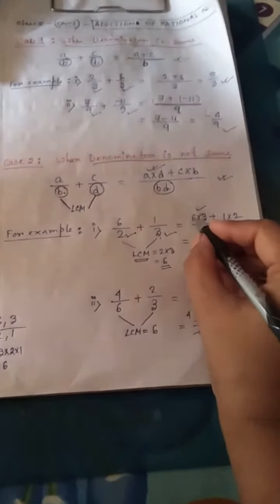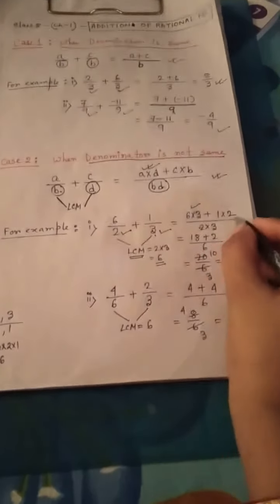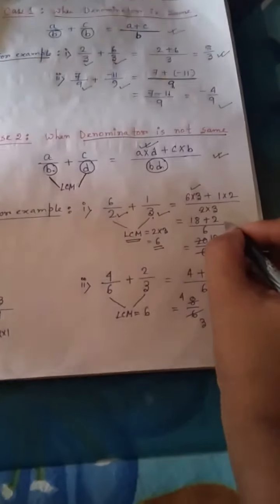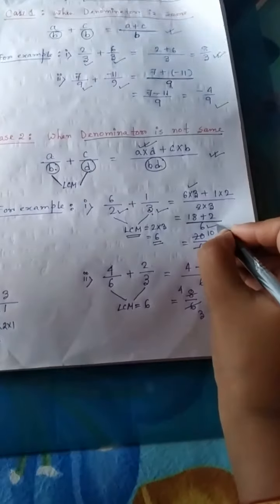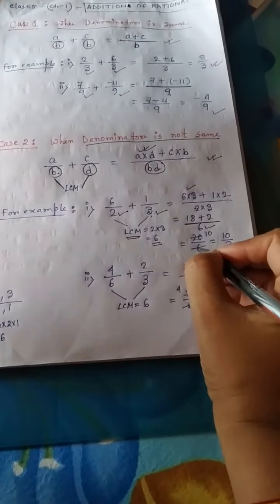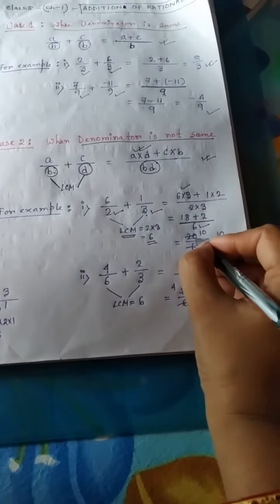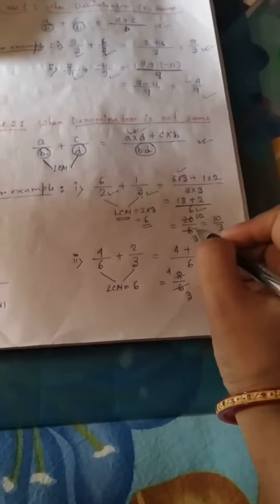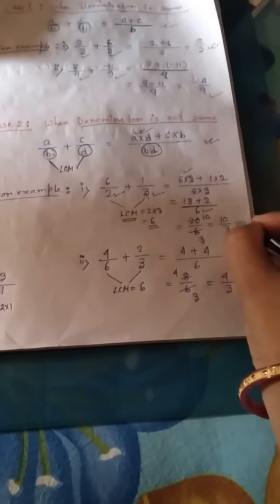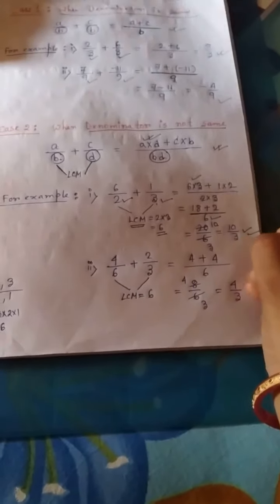So ultimately 6 into 3, that means 18, and 2 into 1, that means 2. And in the denominator 2 into 3, that means 6. So your answer is 20 by 6, meaning 18 plus 2, that is 20, divided by 6. Now we cut it by 2. 2 tens are 20, 2 threes are 6. So your answer is 10 by 3.